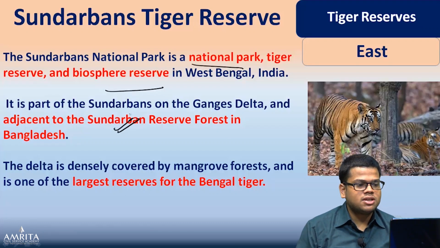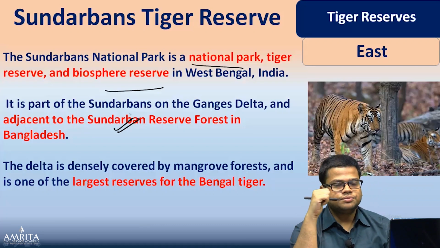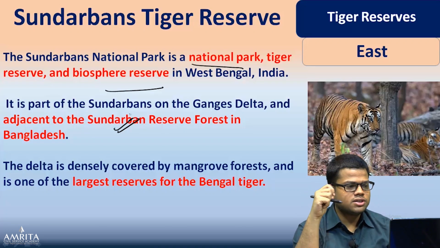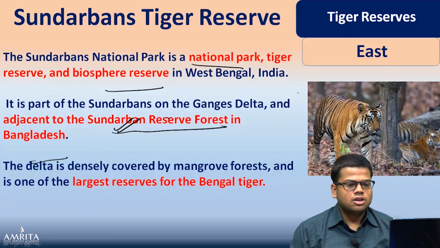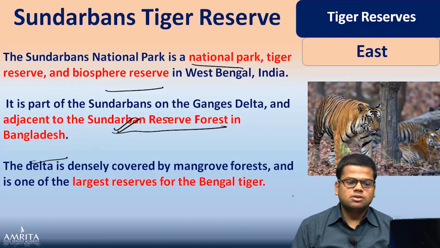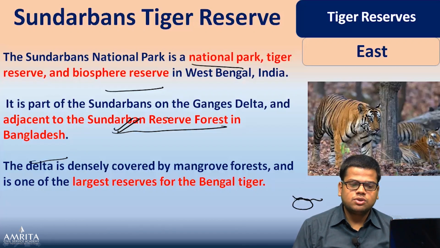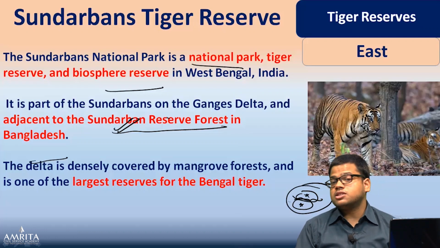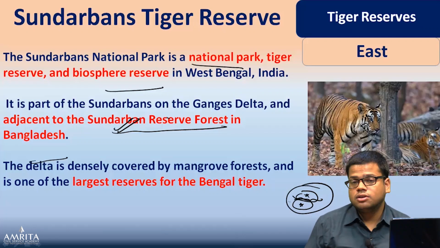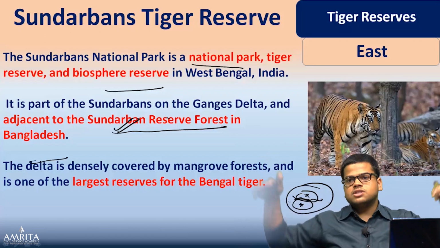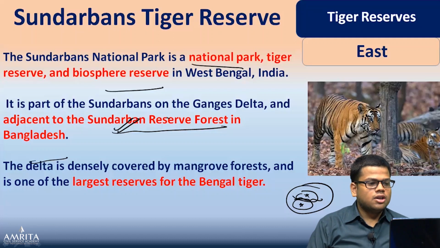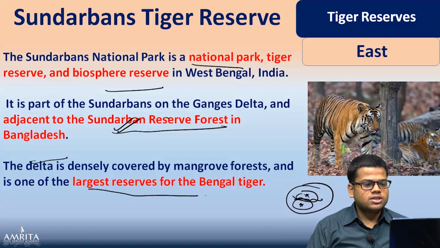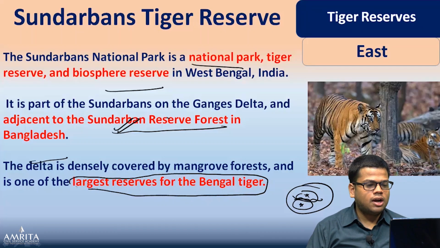It is part of the Sundarbans. The Ganga delta is there. The Ganga Brahmaputra delta is there. Okay, and it is adjacent to the Sundarban reserve forest in Bangladesh. You always remember, we will see so many examples where the boundaries of the countries run through natural regions. We will see it with the Manas Tiger Reserve as well, where a big reserve is there, and the boundary is in between. Okay. So the delta is densely covered by mangrove forest and is one of the largest reserves for the Bengal tigers.